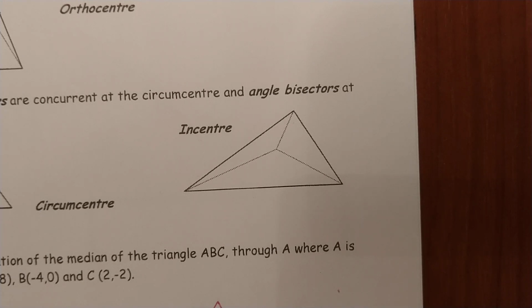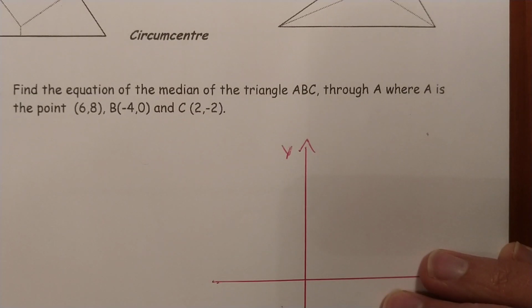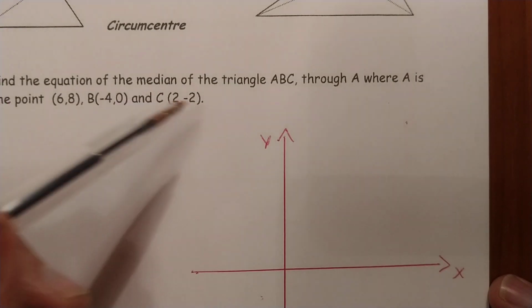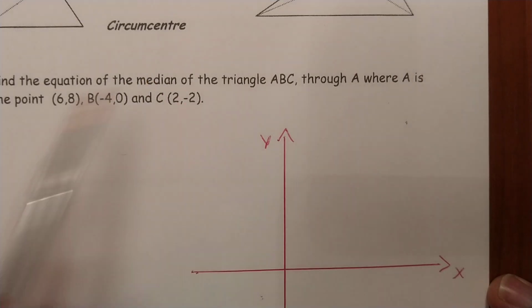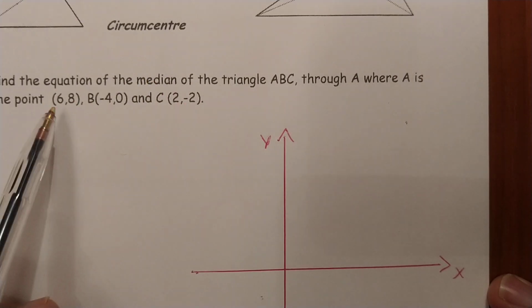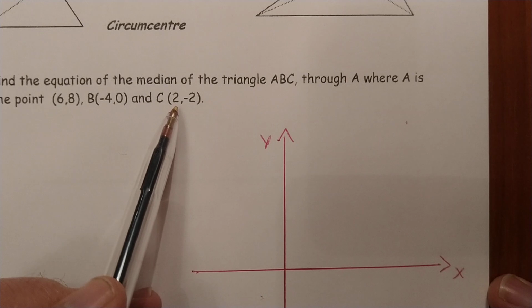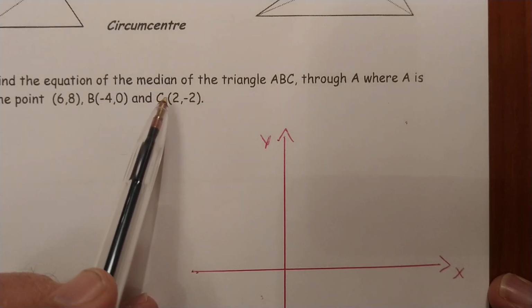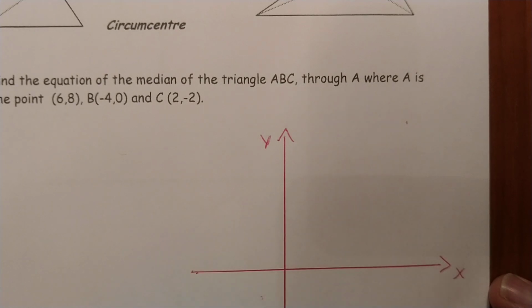How does it work? Well, let's look first of all at medians. Like finding a median. Here's an example. Find the equation of the median of a triangle through, and then we're listing the 3 sets of coordinates of the points, point A, point B, and point C. And we want the equation of the median. There are 3 medians, but it's the median that goes through the corner A.